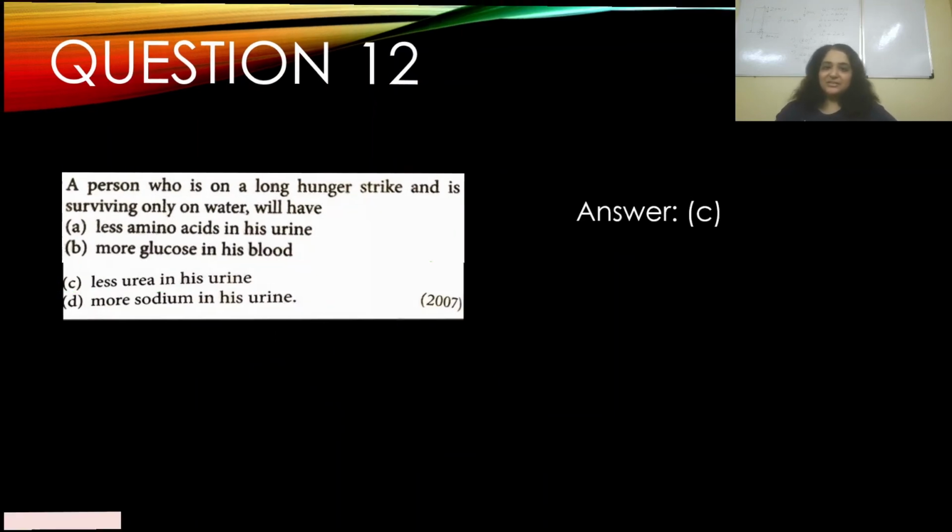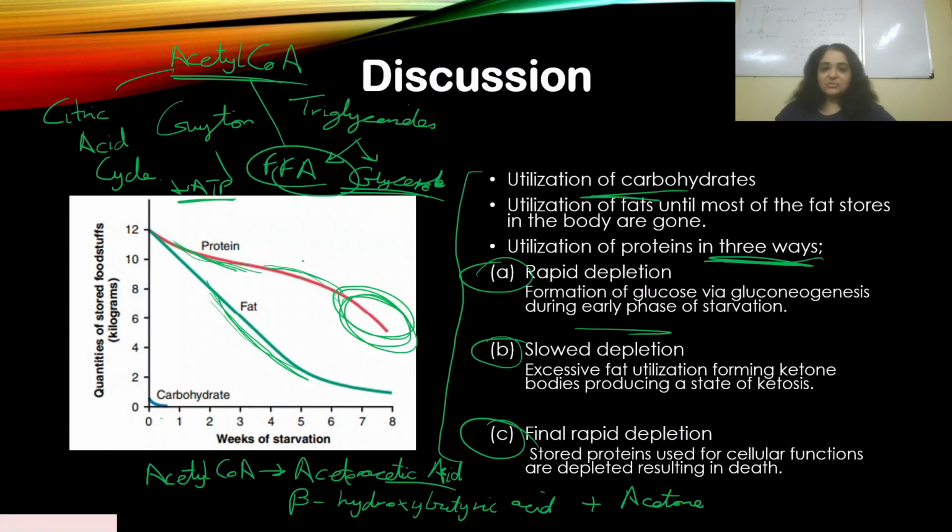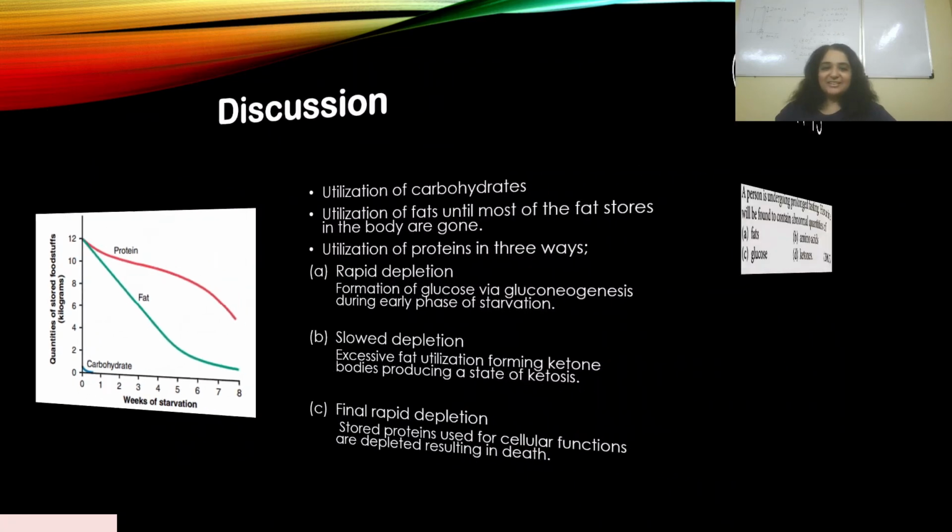So clear. In starvation you can note this down because it's very important: how carbohydrates, fats and proteins are utilized. Now with this information you can answer the next question. Okay, let's go to the next question.